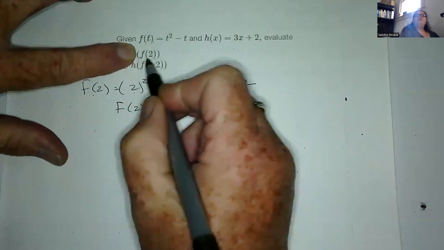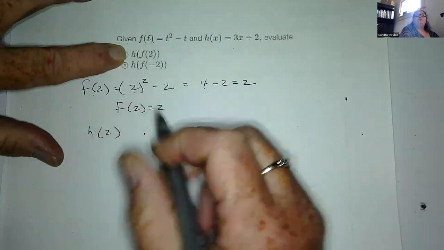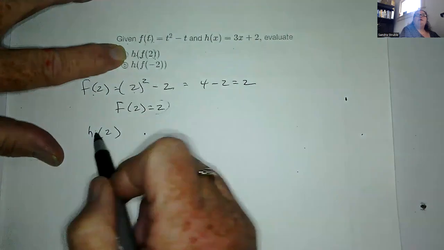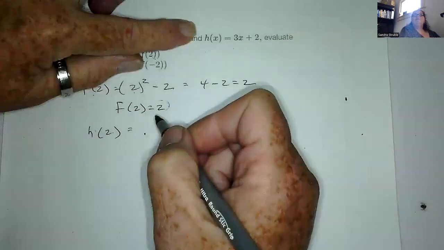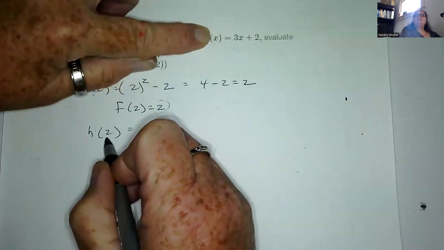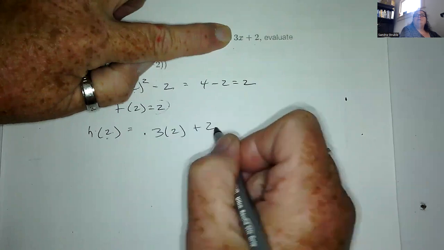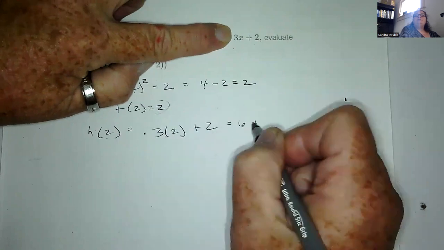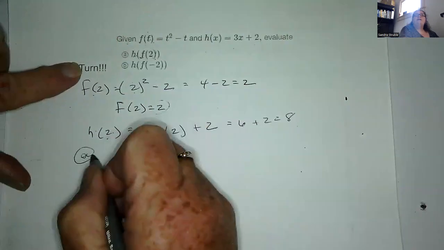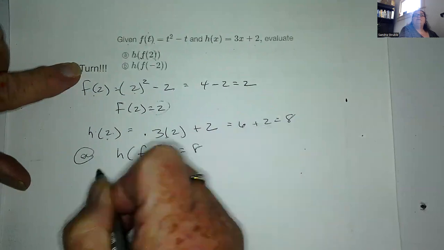Well, this is f of 2. So now I've got h of 2. Because f of 2 is equal to 2, I just take that 2, shove it in here, and I've got h of 2. Now I'm going to go to my h function and make sure that everywhere there's an x, I'm going to put a 2. So 3 times 2 plus 2. 3 times 2 is 6, plus 2 is 8. So my final answer for A is h of f of 2 is equal to 8.